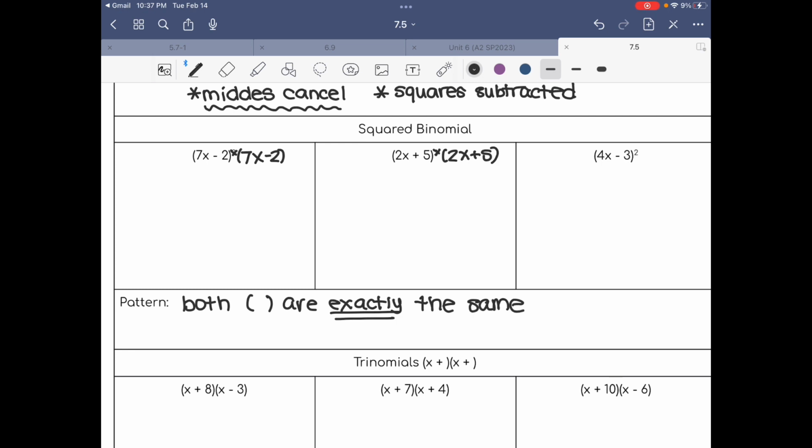Okay, go ahead and make sure you have that written down for your pattern so that you know when to use this one. One thing I'm going to add is that it starts as parentheses squared. Now go ahead and make sure you have the whole thing before we start the first problem.